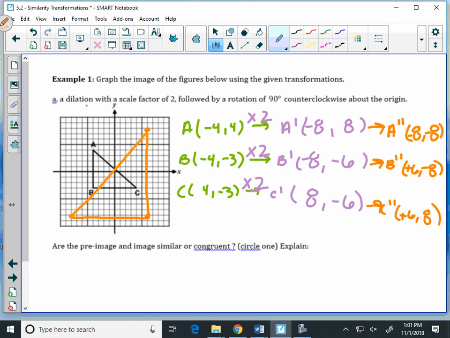So that was A double prime, B double prime, and C double prime. Make sure you label your points. It helps me know what you think the final answer is. And if you do make a tiny little error, it helps keep your work organized. I can recognize that error, but if the points are not labeled, it's hard to follow. Just make sure you're labeling your points.